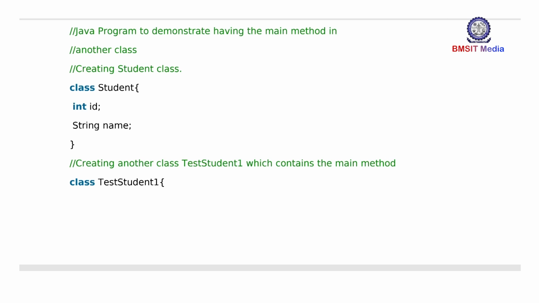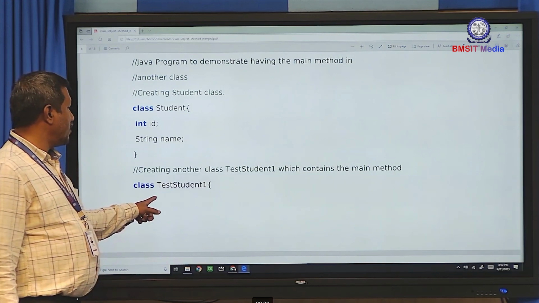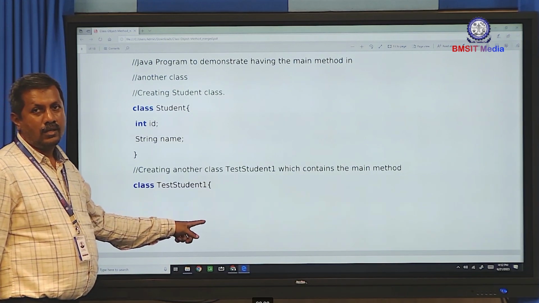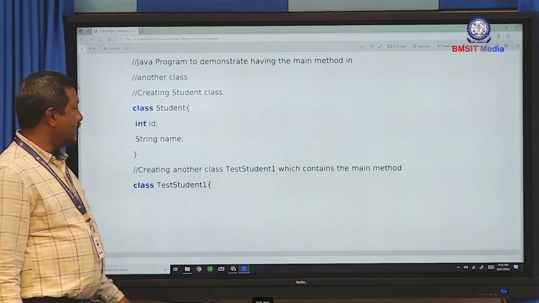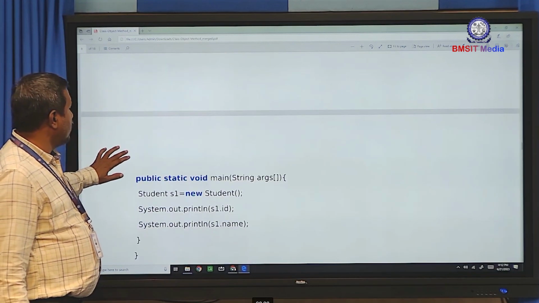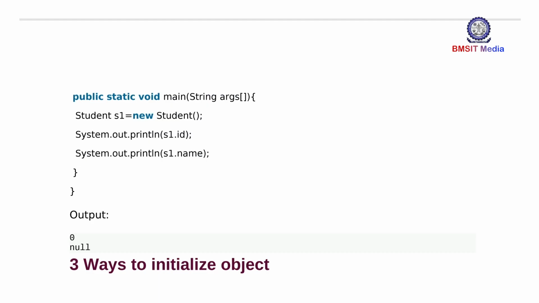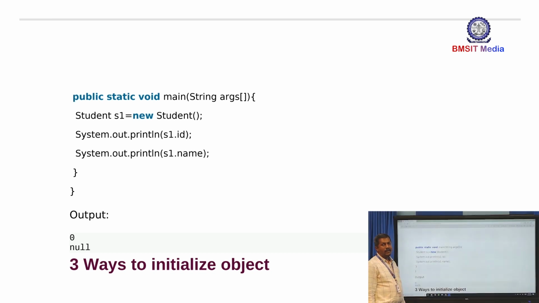After that, we're creating another class called TestStudent1. As you can see, the name of the class is TestStudent1. The Student class is separate and the class TestStudent1 is separate. In TestStudent1, we are creating our main function with the help of the keywords public, static, void, main. These are the keywords which we use inside Java for creating a main function. So it is totally in a different class.